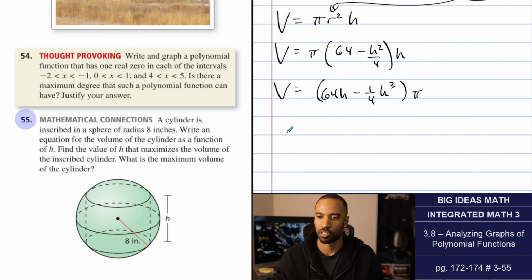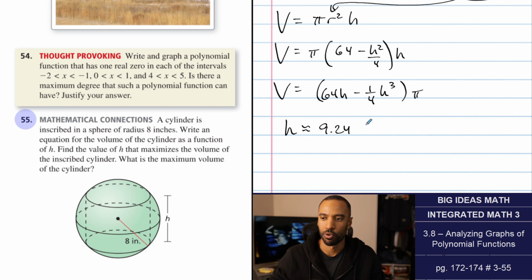Okay. Given it's a negative cubic, this will be our maximum that we're looking at right there. So when we hit maximum, let's go left of that at 0, right of that at 20. And let's guess in between. That's an x value, or an h value, of about 9.24. Max volume. So h should be at about 9.24 inches to maximize volume.